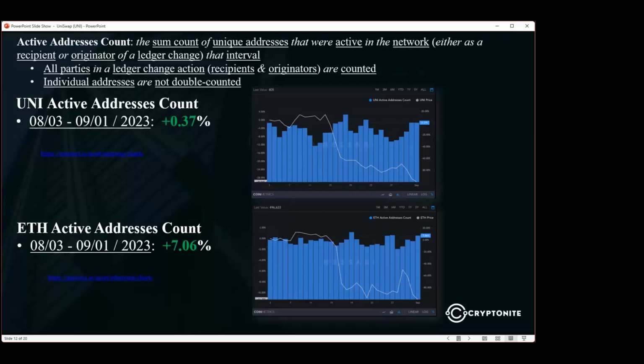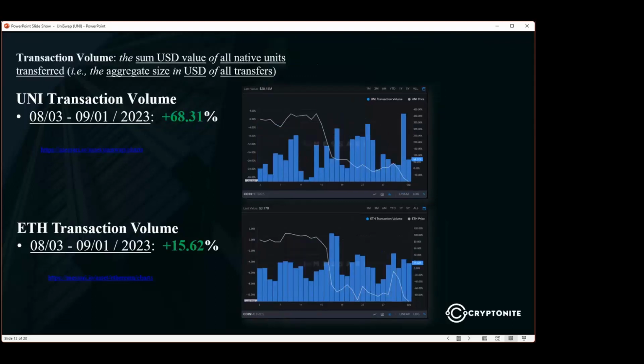The number of active addresses is up 0.37%, so just slightly up, where in the meantime, Ethereum's active address count is actually up more than 7%. However, their transaction volume is up 68%, which is a lot. And the transaction volume of Ethereum in the same time is up only by 15.5%, which is still a good number, but definitely UNI transaction volume is way up.